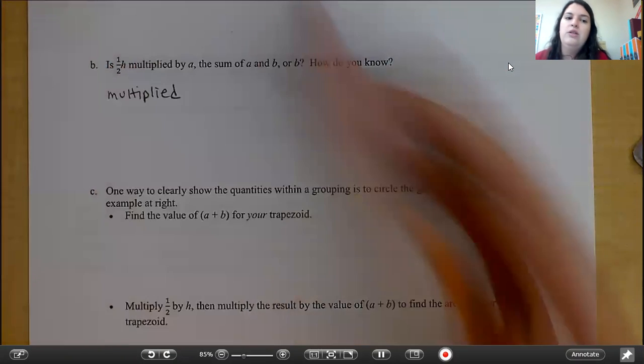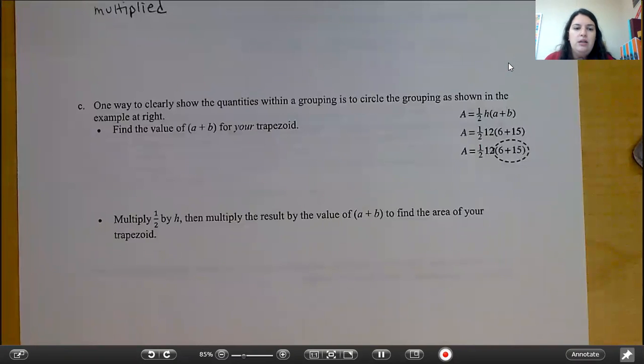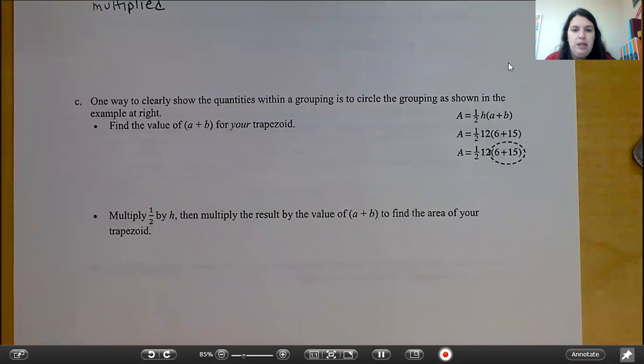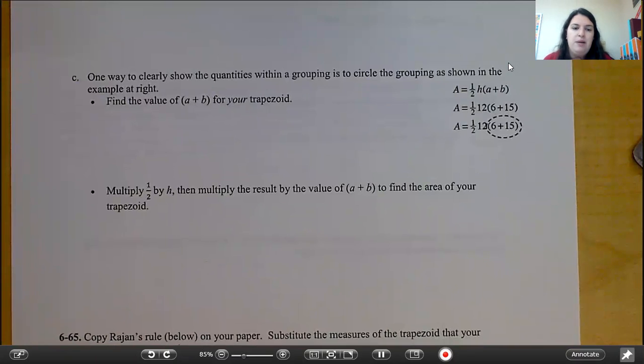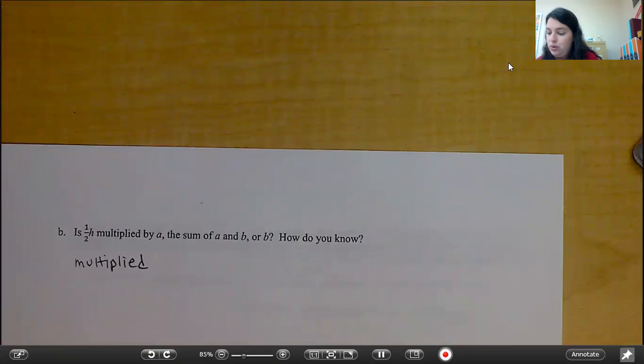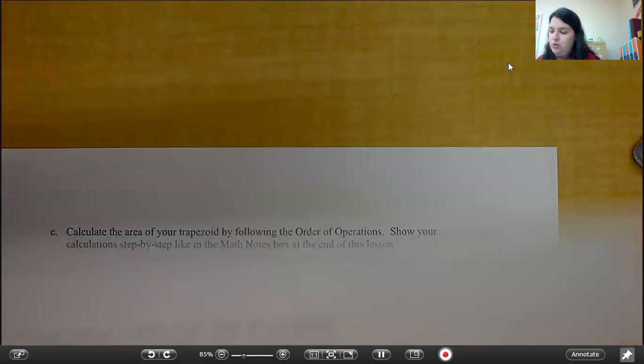Okay, and your answers will vary, so we could talk about how do you know in class. C. One way to clearly show the quantities within a grouping is to circle the group as shown in the example at right. Find the value of A plus B for your trapezoid. And then the next one says multiply 1/2 by h, then multiply the result of the value by A plus B to find the area of your trapezoid. So whatever trapezoid you used in the previous problem, 663, from over here, you're using that same trapezoid in answering part C. Go ahead and do that now.